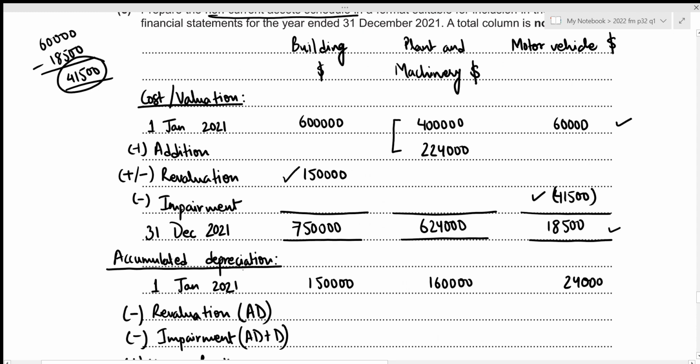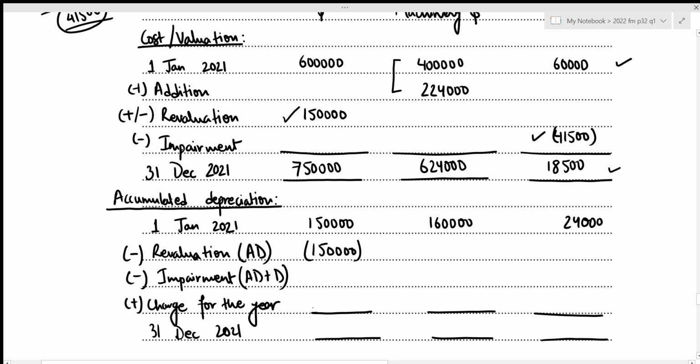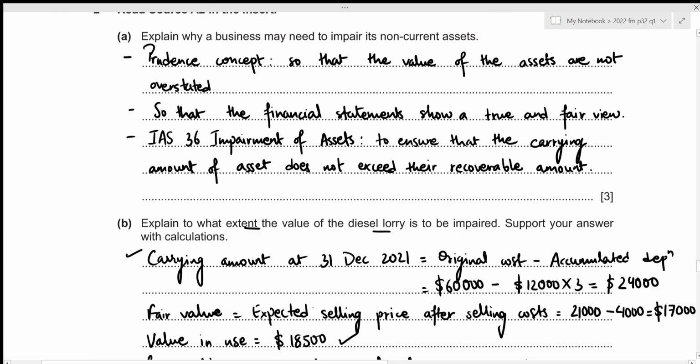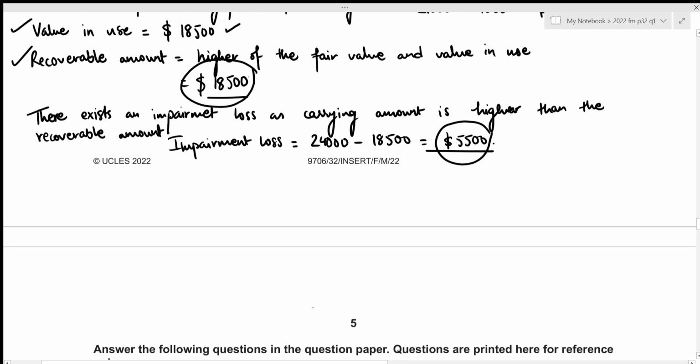Okay, first of all, we had revaluation of building, and like I said before, during times of revaluation, we need to subtract the entire accumulated depreciation. So I'm just going to subtract 150,000. Then we need to charge the depreciation for this year. Let's have a look above and figure out the charge for the year for building.